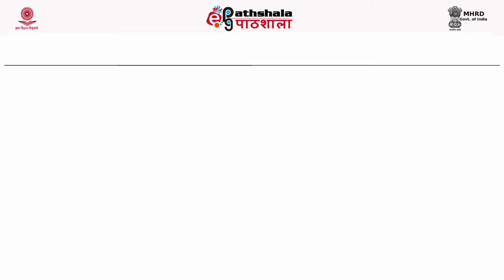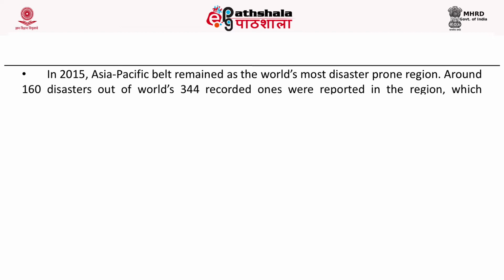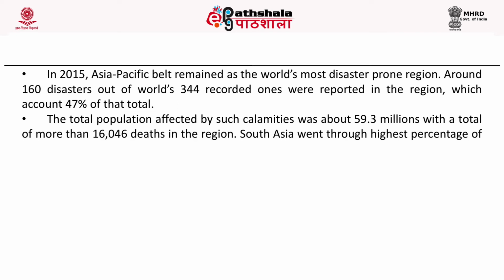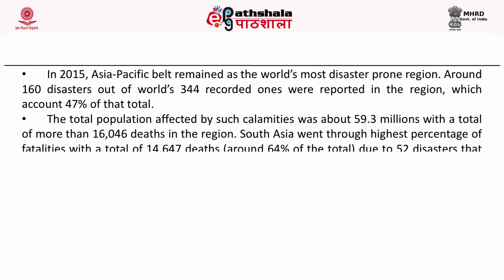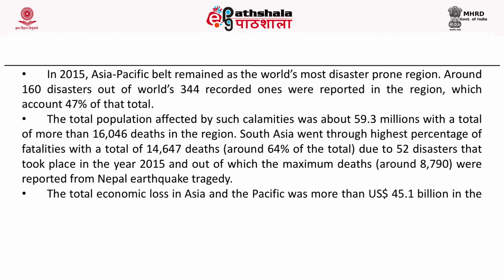In 2015, the Asia Pacific belt remained the world's most disaster prone region. Around 160 disasters out of the world's 344 recorded ones were reported in this region, which accounts for 47% of the total disasters. The population affected by such calamities was about 59.3 million, with a total of more than 16,046 deaths in the region. South Asia went through the highest percentage of fatalities with a total of 14,647 deaths. This is about 64% of the total 52 disasters that took place in 2015, out of which the maximum deaths, around 8,790, were reported from the Nepal earthquake tragedy.